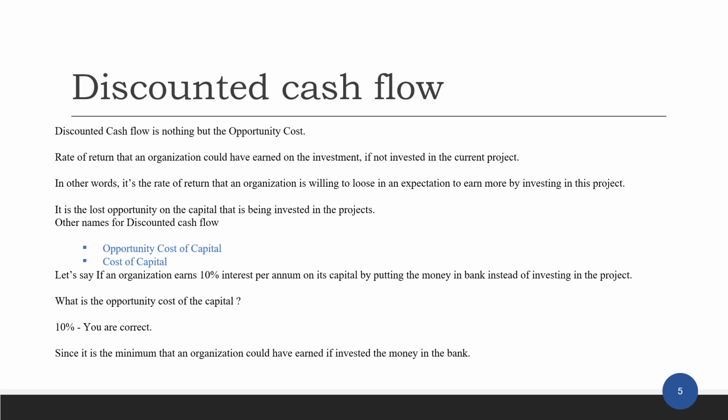Now consider if an organization earns 10% interest per annum on its investment, that is capital, by putting the money in a bank instead of investing in the project. What is the opportunity cost? In this case, the 10% interest per annum is the opportunity cost of capital, because it is the minimum the organization would have earned if invested in the bank.